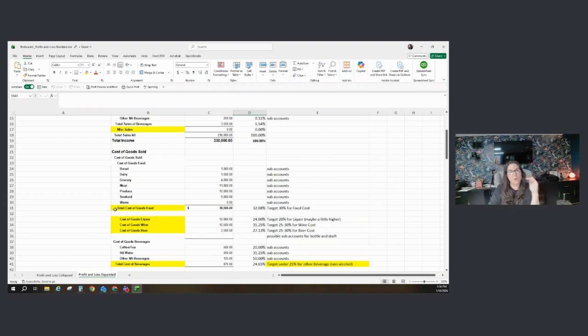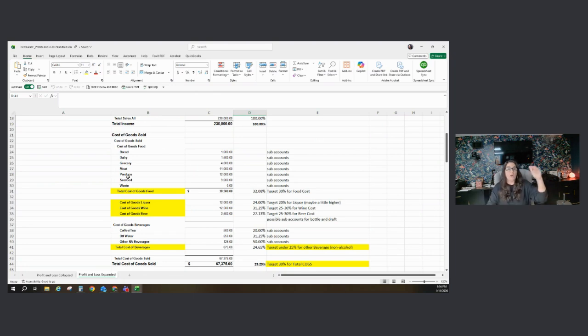Right underneath that, we have your cost of goods, and then cost of goods food. In the example I'm showing, sub accounts of cost of goods food are bread, dairy, grocery, meat, produce, seafood, waste. That's because this particular example, they want to keep track of what they're spending in bread, dairy, grocery, meat. And it's a sub account, so I don't always have to look at it. I only will see it when I expand. But it's interesting to have this.